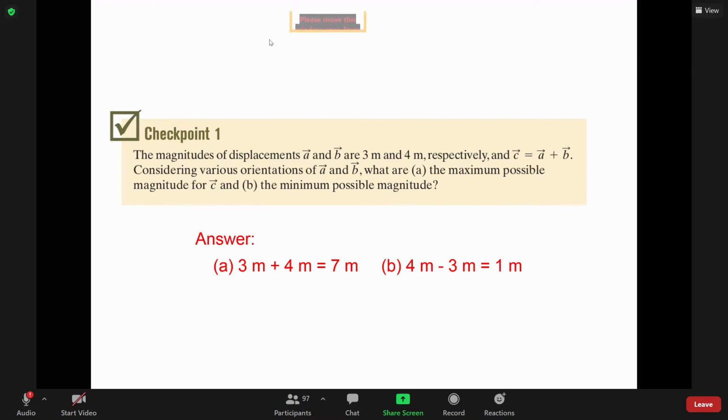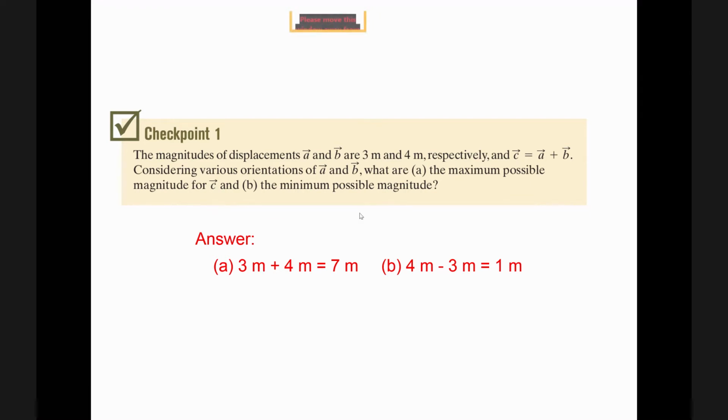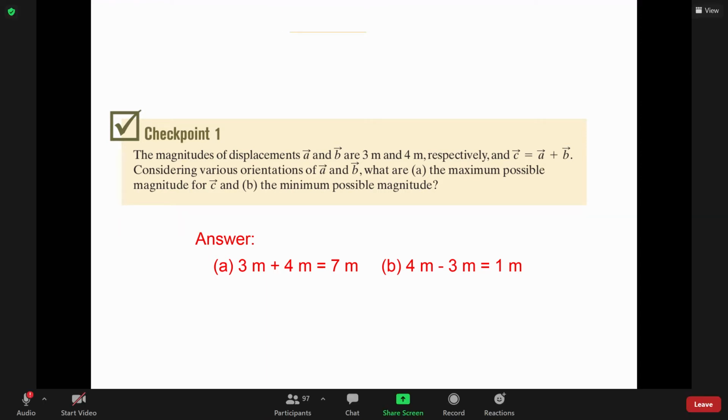Now part B, what is the minimum possible magnitude? So what is the orientation to get the minimal value of A plus B?